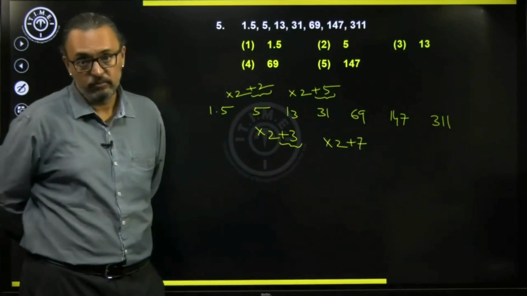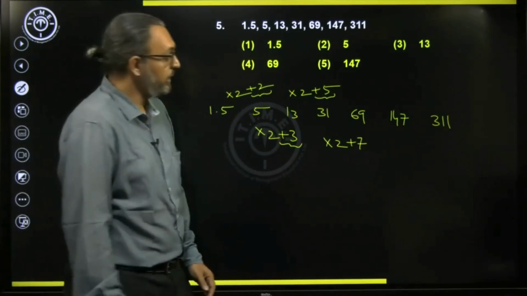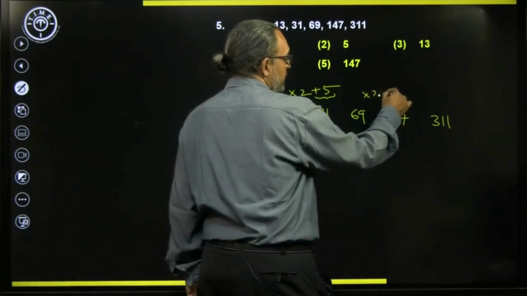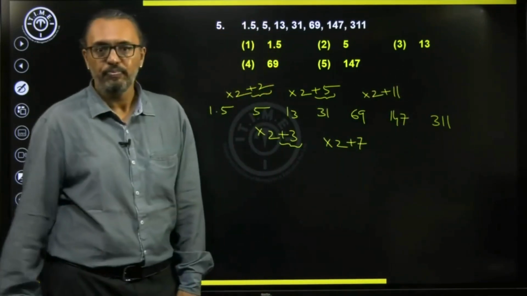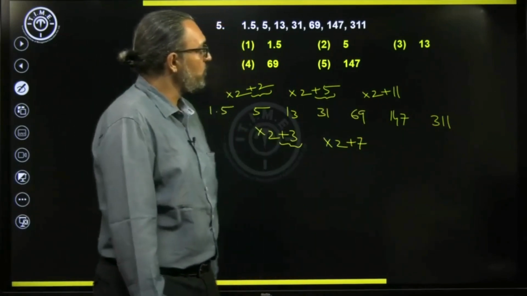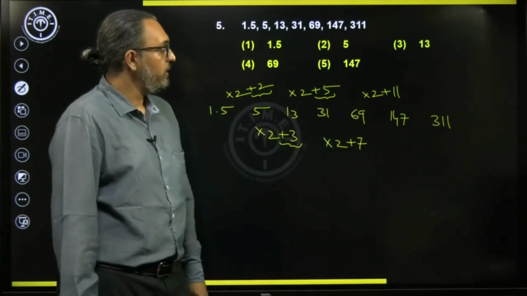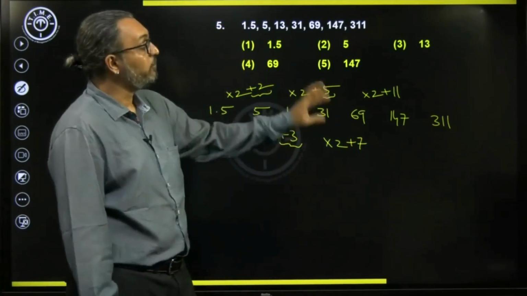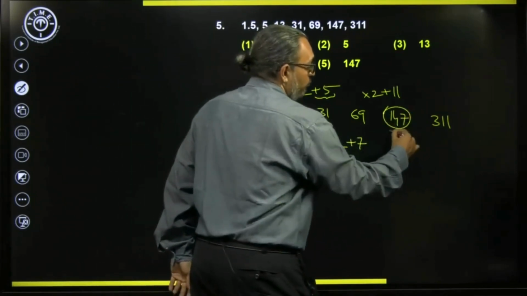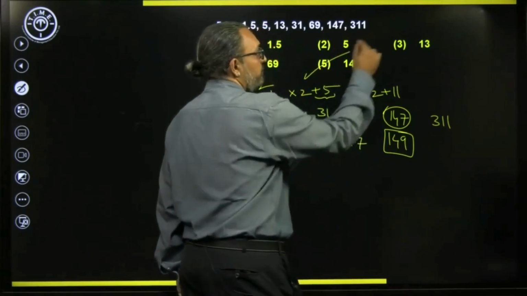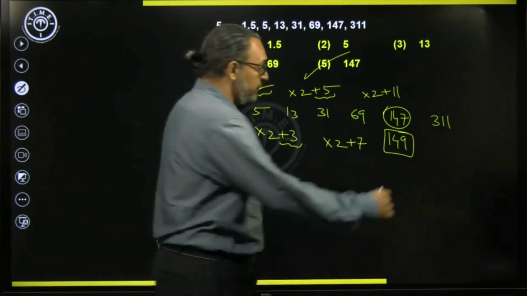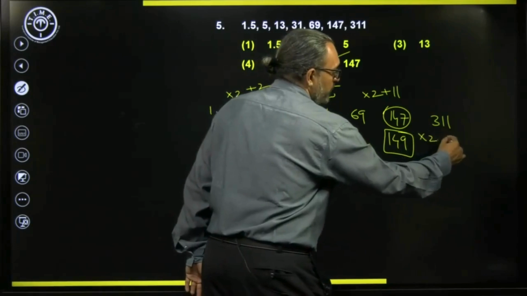So far you are getting all the correct numbers. Then next we need is 69 into 2 plus 11 is what I want. Correct? So 69 into 2 is how much? 120 and 18 is 138. Now 138 plus 11 is 149, not 147. So that the next I do is into 2 plus 13.